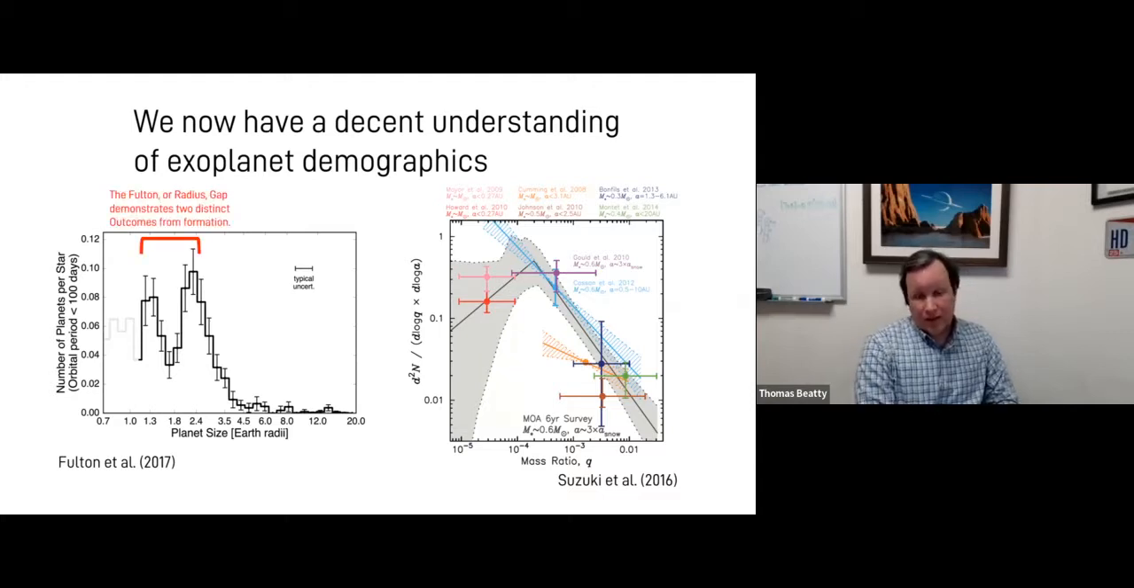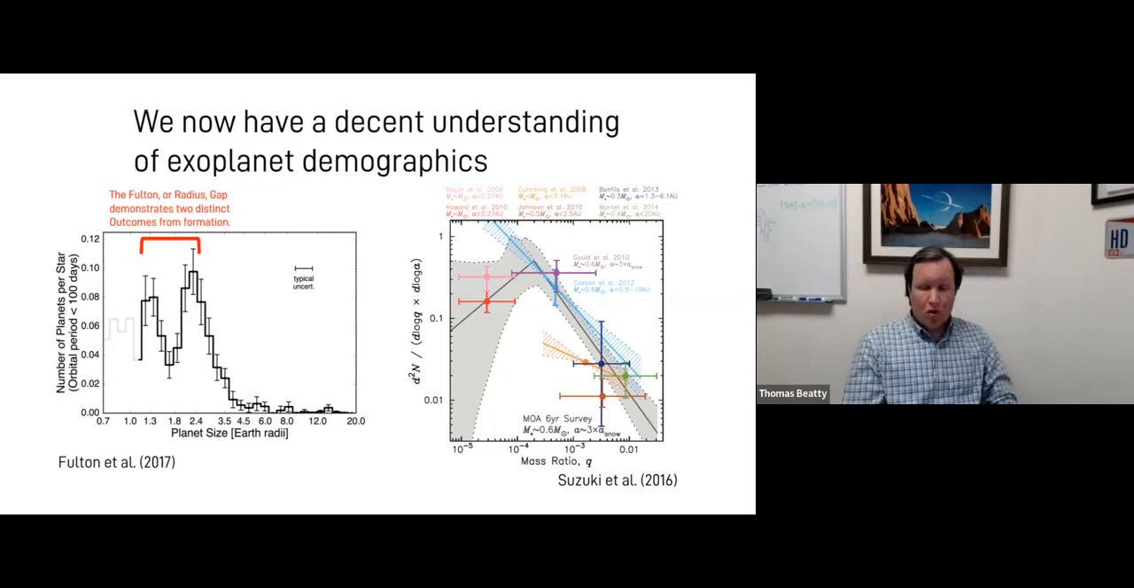And this is already telling us things about planet formation. So this is a paper from B.J. Fulton showing the Fulton radius gap. The hypothesis here is this gap is caused by planets that either do not accrete a significant gas envelope after they've accreted a solid core, or they do accrete a gas envelope. And in between those two extremes, there's a valley where you either go or you don't. If you don't go, you stay on one side. And if you do start accreting significant gas, you jump over to the other side. So we can see some of the properties of the planet formation process in these demographics.